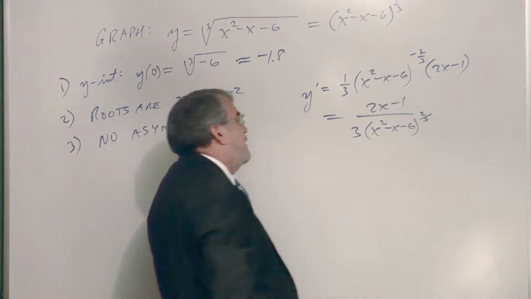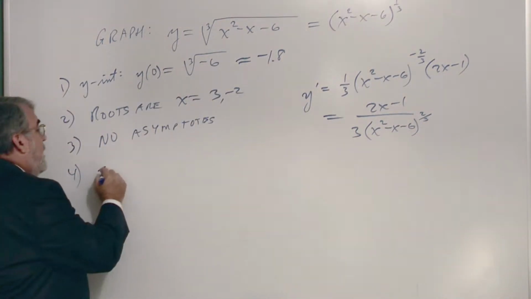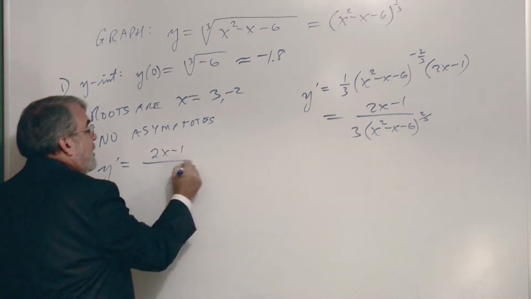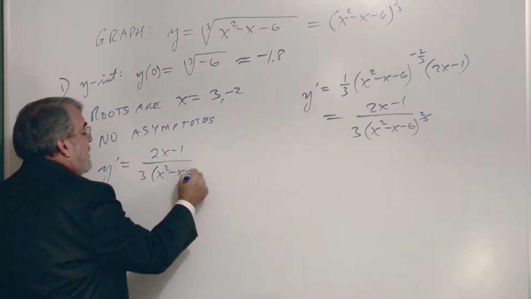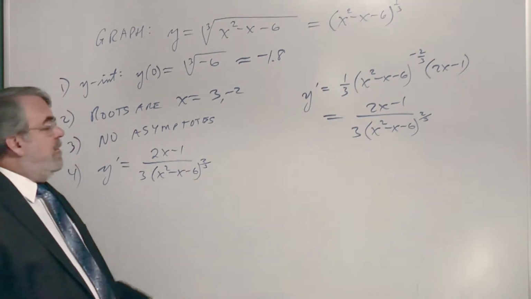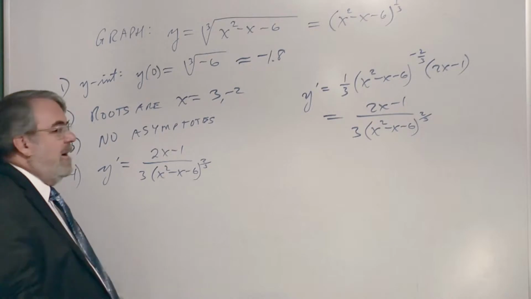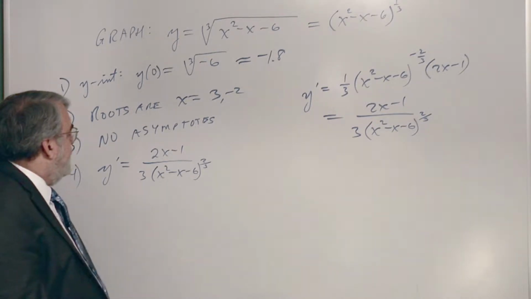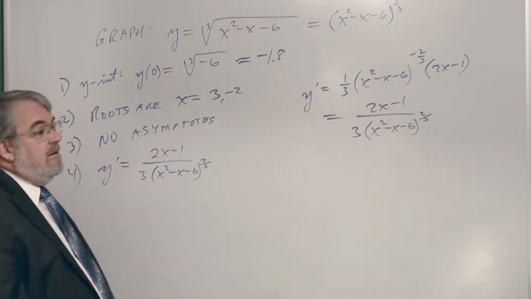That's supposed to be a 2/3, so I'll write that over here. y prime equals (2x minus 1) over 3 times (x squared minus x minus 6) to the 2/3. Now, normally on a big classroom board I would just write underneath this, but I'm kind of hamstrung for space here, as you can tell. So I want to find out the critical numbers of the function.